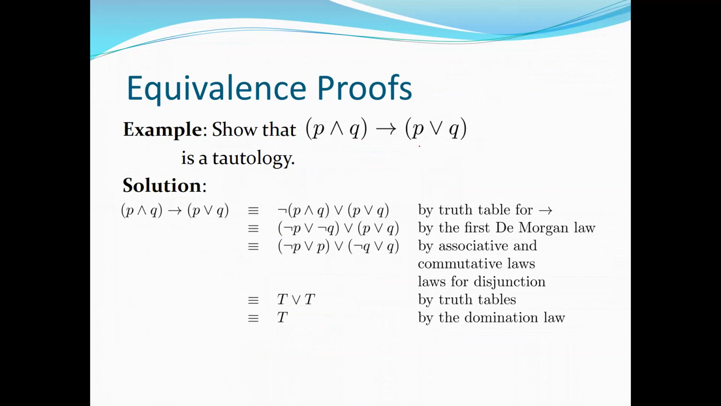P and Q implies P or Q. So let's see, it's a tautology. Prove that this is a tautology. Tautology means this will always result in true. At the end, we will get true. I mean, this whole is logically equivalent to true, right? So let's see if we can prove it. So P and Q implies P or Q.